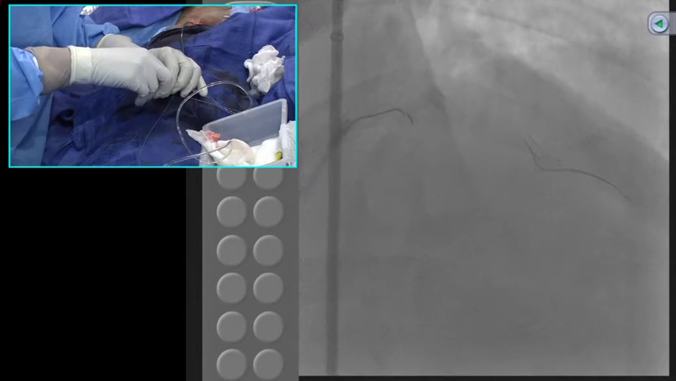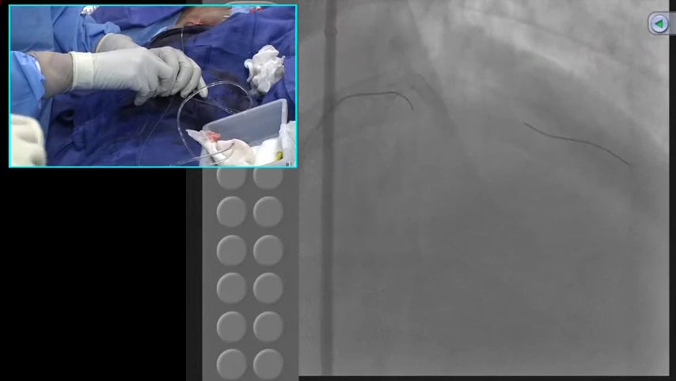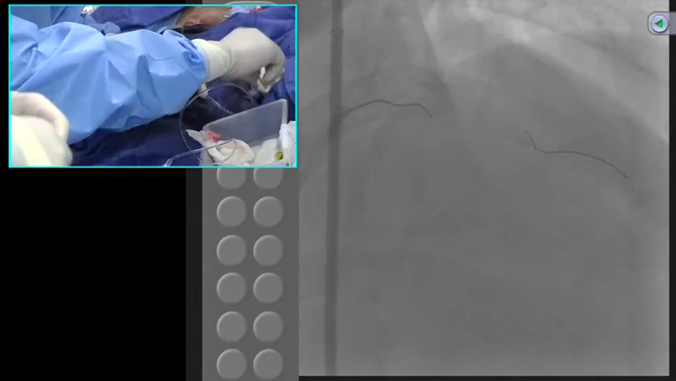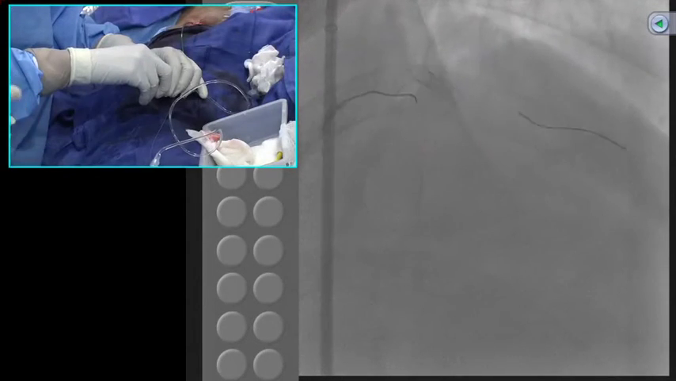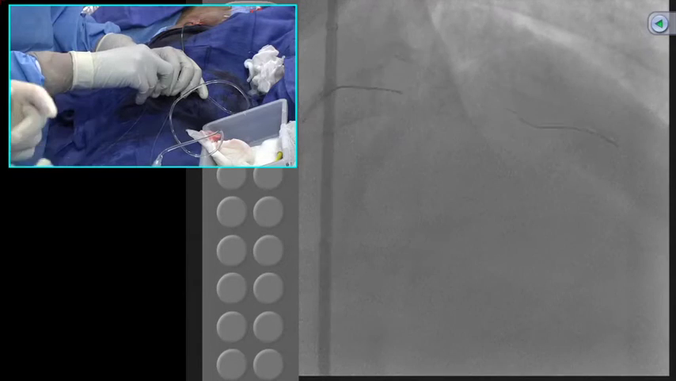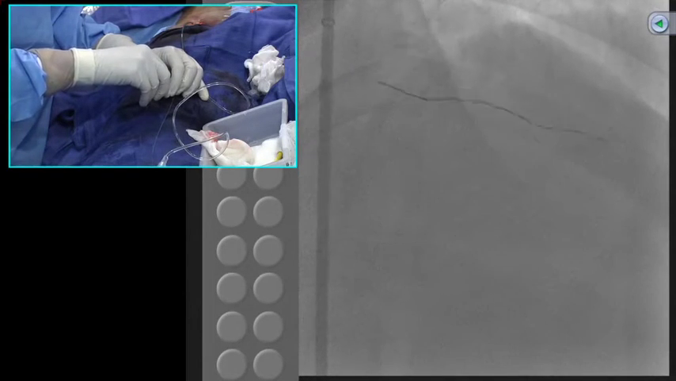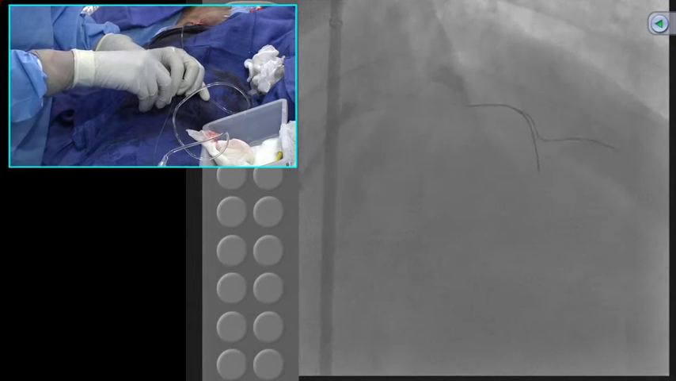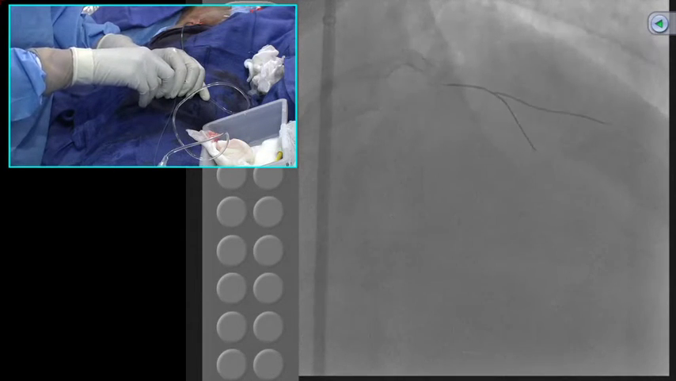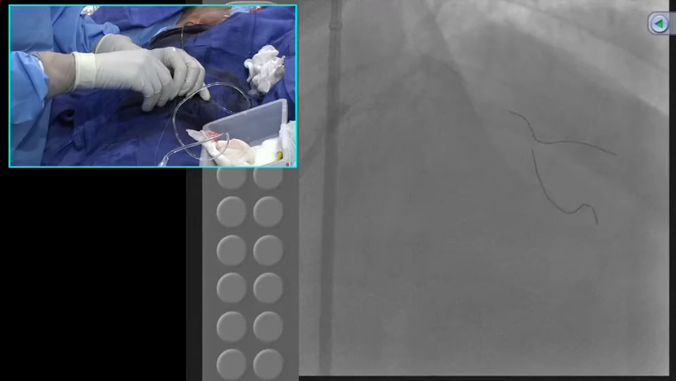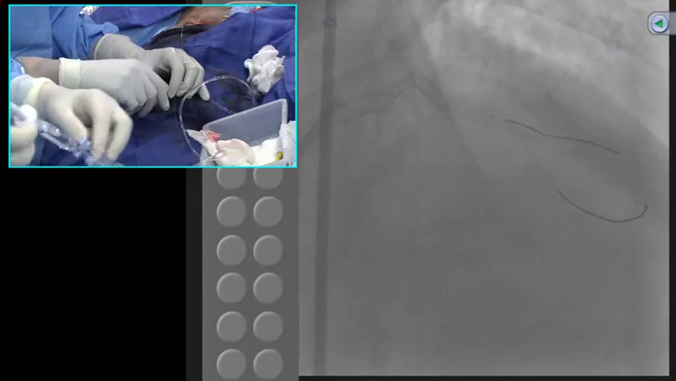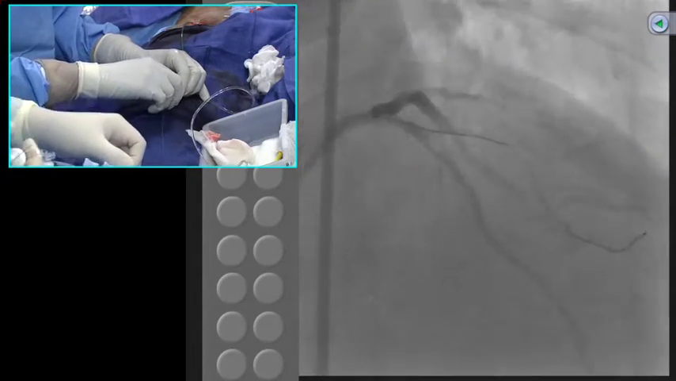With that angulation, it looks like the run-through is not going to help, so you can put the run-through back into your LAD. There we go. Good. See, it got in. The wire cannot be inserted. Good.